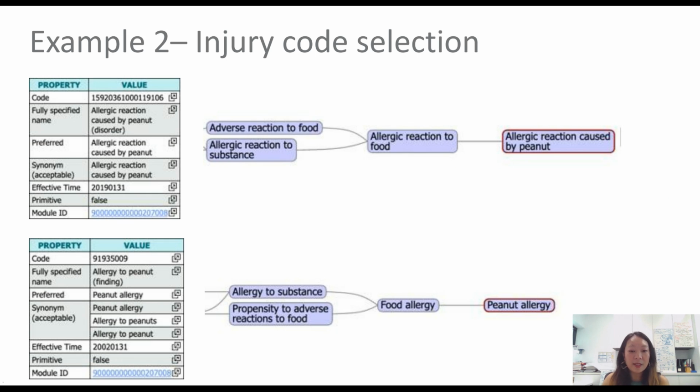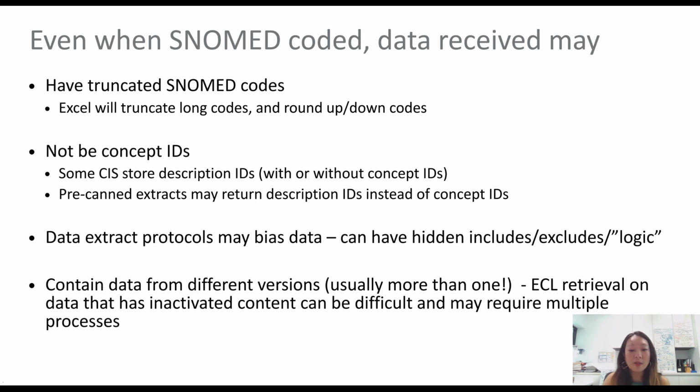Another example of this is a finding and a disorder. So for a principal diagnosis for a presentation in an emergency department, allergic reaction caused by peanut and peanut allergy, are they really considered the same thing, even though one of them is a propensity to the allergy of peanuts versus actually having an allergic reaction caused? So those are some things that you need to think about.